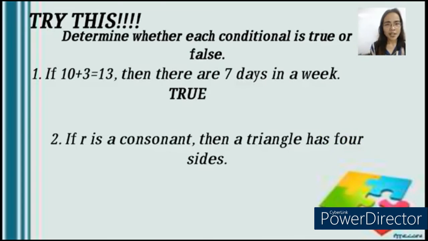How about this example? If R is a consonant, then a triangle has 4 sides. The hypothesis is, R is a consonant. Is it true or false? True. Very good. How about the conclusion? A triangle has 4 sides. O yung triangle daw may 4 sides. Ilang side bang meron ang triangle? 3 sides. Very good. So, the statement is false.